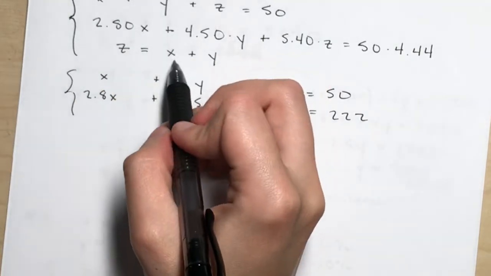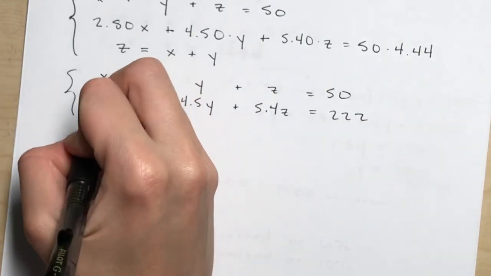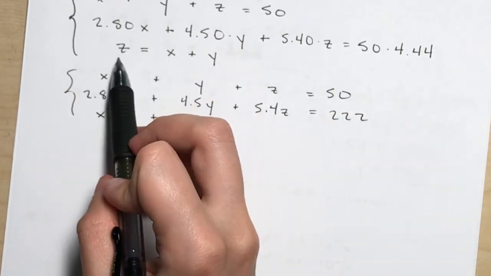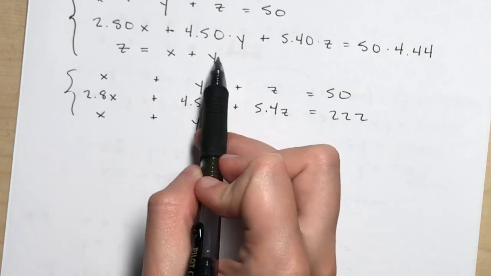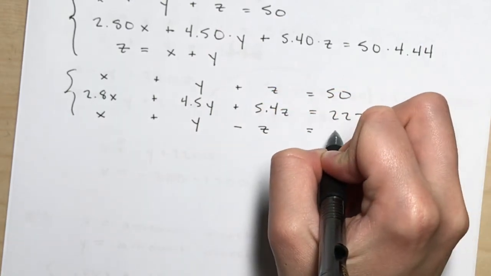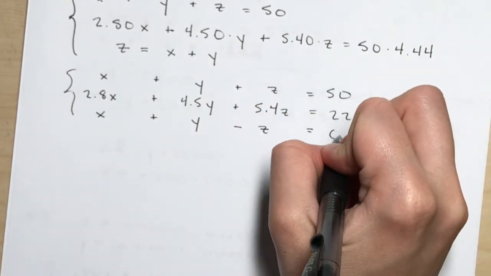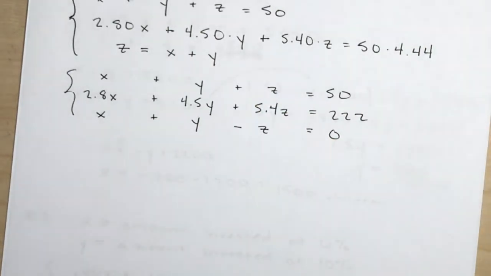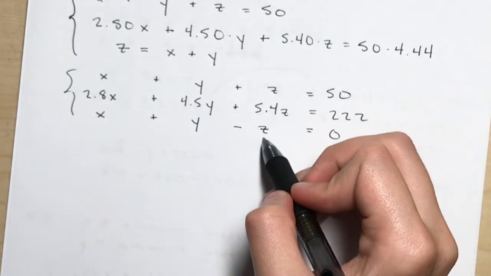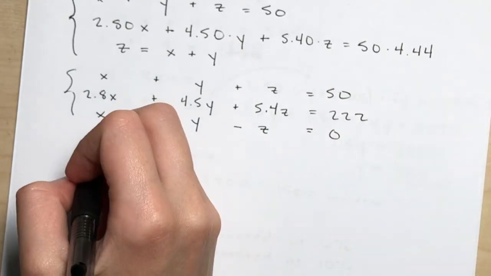And then lastly, we want to line this up with the others. So we want this x and y to be on the same side with the z. If we bring the z over, we have minus z over here equals what? Well, if we brought the z over, there's nothing left, so 0. We noticed that it would be pretty easy for us to eliminate z here, right? So let's add these two together.